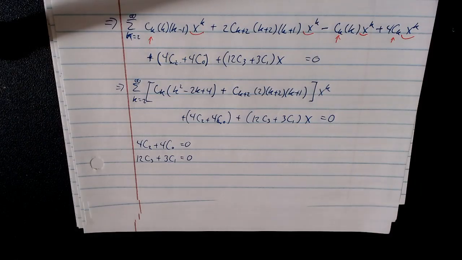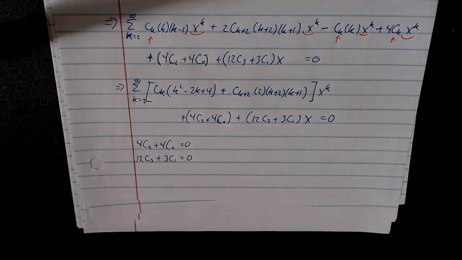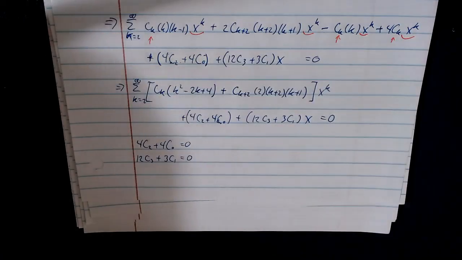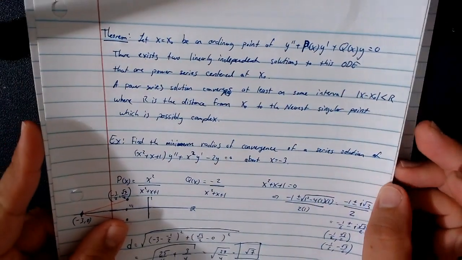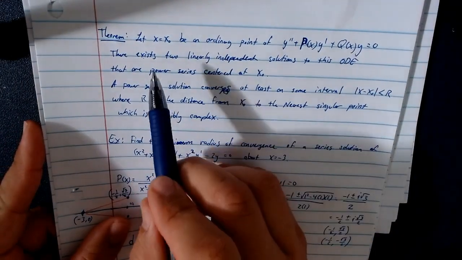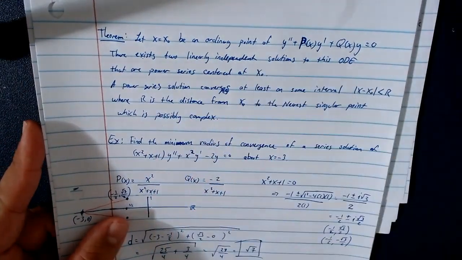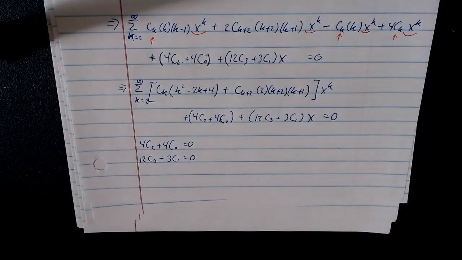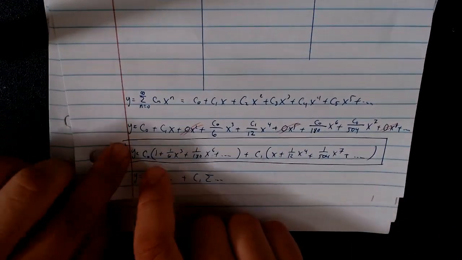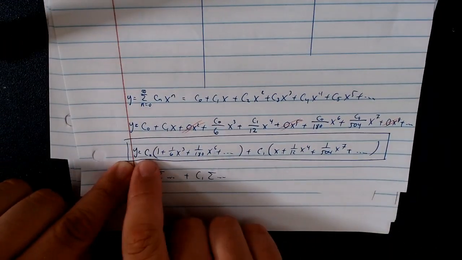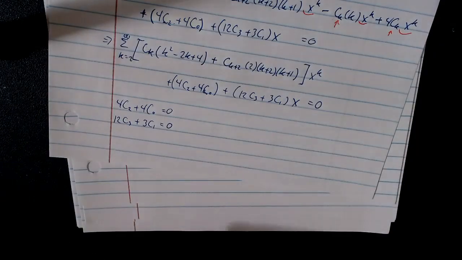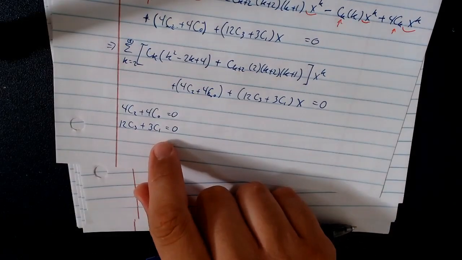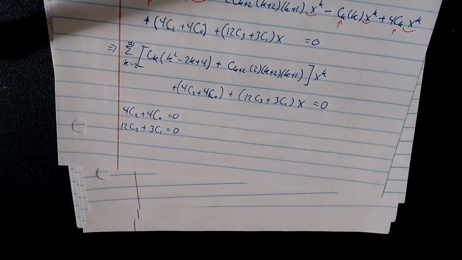Because of our theorem. Because of the theorem of this chapter that says that we're guaranteed to end up with two separate series solutions that are going to be linearly independent. There exist two linearly independent power series solutions. And because there are two linearly independent power series solutions, in the end I'll be able to get some power series times C0 plus some power series times C1, like in the last one. So here the C0 and C1 are going to be what define everything else.